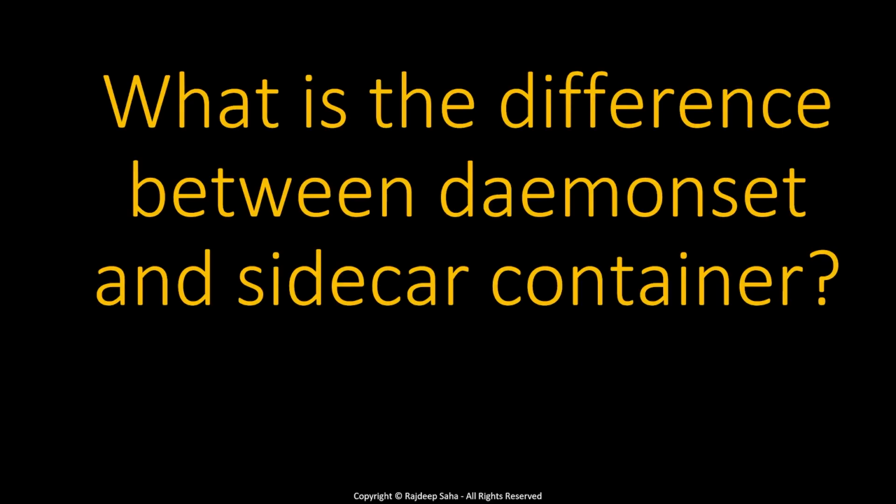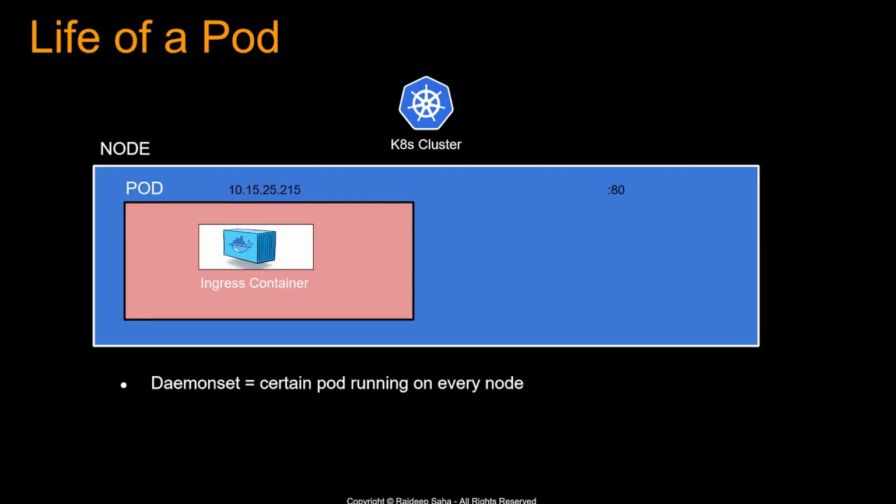What is the difference between Daemonset and Sidecar container? So Daemonset is used to ensure that some or all of your pods are scheduled and running on every single available node. This essentially runs a copy of the desired pod across all nodes.